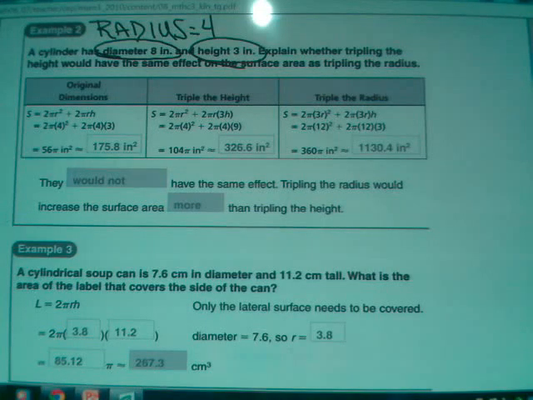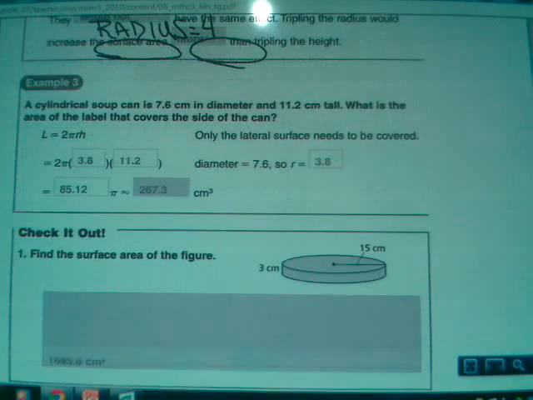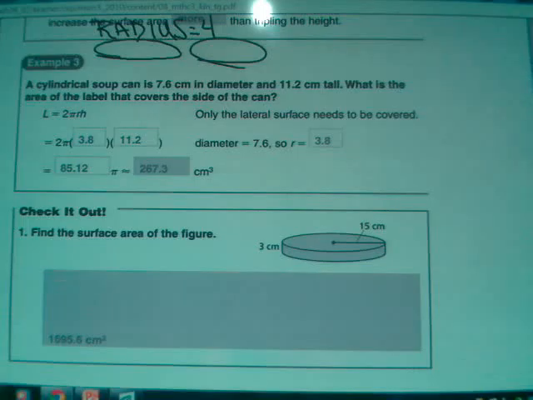Okay, let's go ahead and keep going and take a look at example 3 here. Number 3 says that a cylindrical soup can is 7.6 centimeters in diameter and 11.2 centimeters tall. What is the area of the label that covers the side of the can? So there's a couple different approaches here to this question.